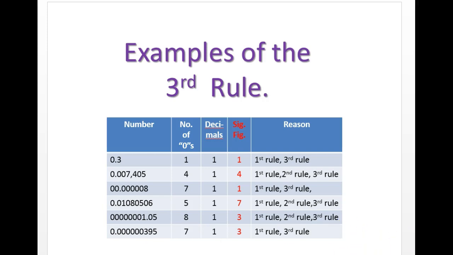Okay. In the next video, I'm going to be talking about rule number four. And rule number four is further subdivided into three areas. And there's where it really gets quite tedious. Not difficult, just tedious. Okay?